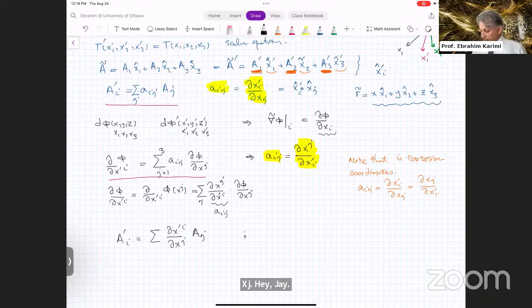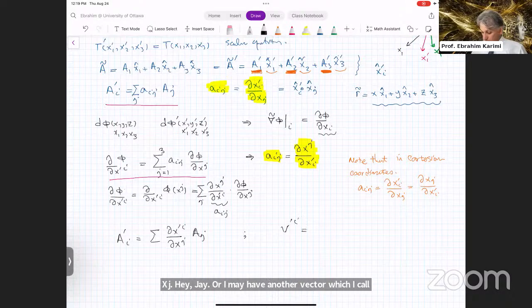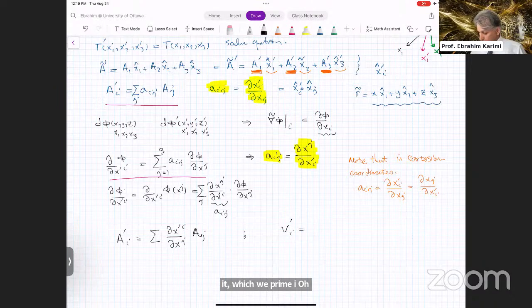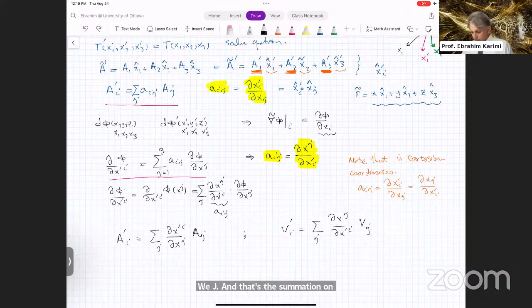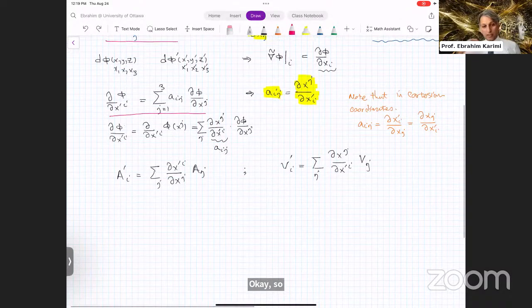Or I may have another vector, which I call, let's say, v, where v prime i is changing like the summation of the derivative of xj with respect to x prime i, times vj, and that's a summation on j. Okay, so there might be two kinds of vectors now.